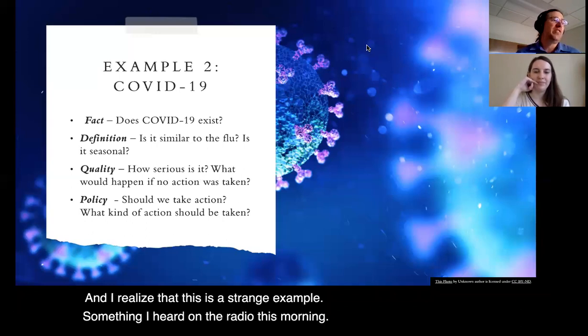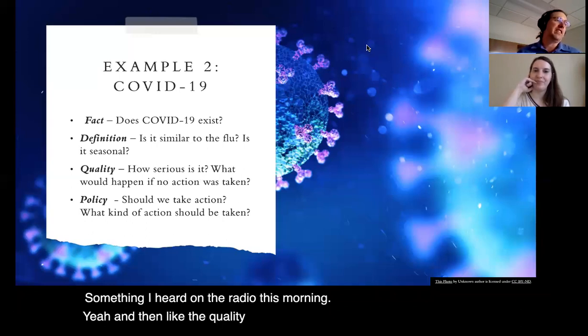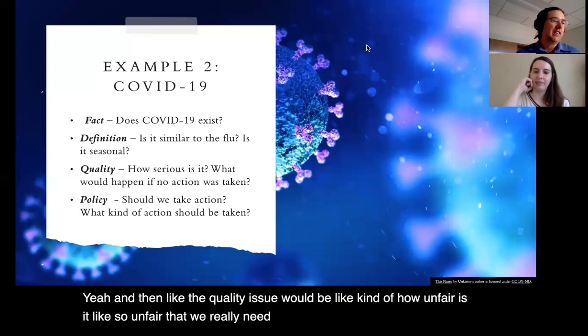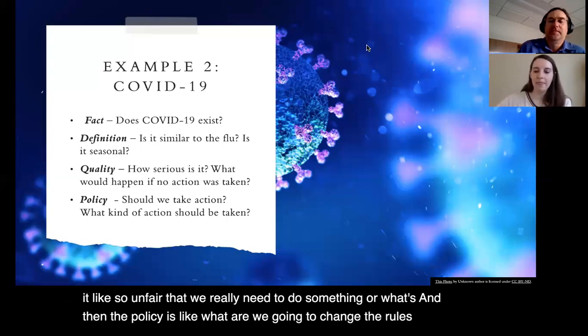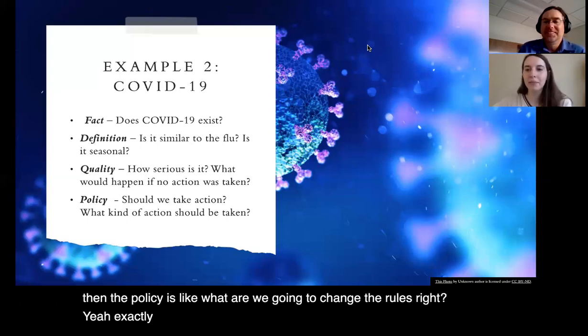Yeah, and then the quality issue would be how unfair is it? Is it so unfair that we really need to do something? And then the policy is, well, how are we going to change the rules, right? Yeah, exactly. I think that's a really good example.